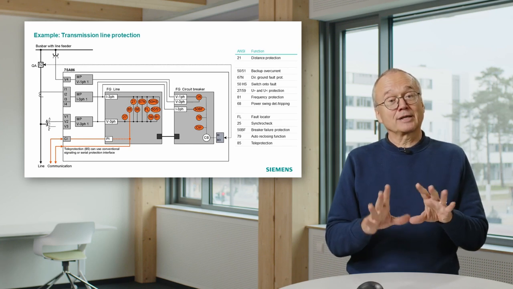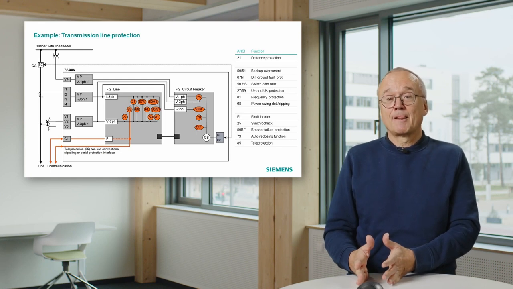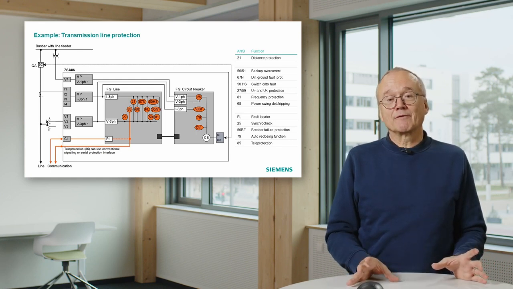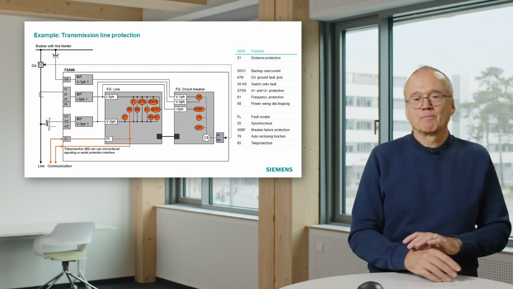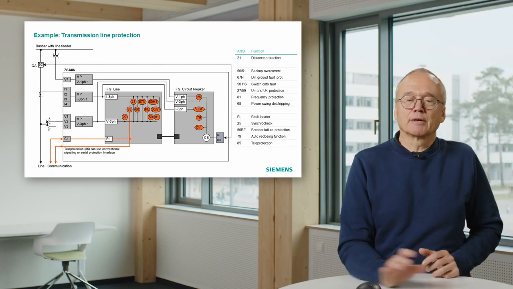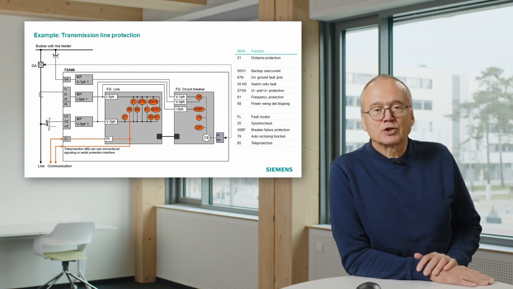If we don't like that, we take the main 1, main 2 concept. If we don't want to do the investment, we must accept limitations in tripping time and selectivity by using backup overcurrent. Then we have a ground fault protection here.